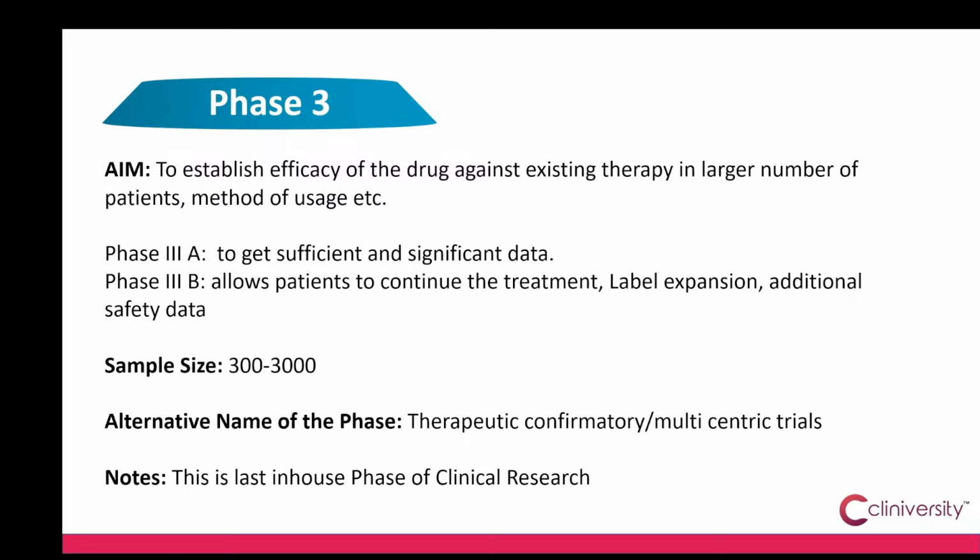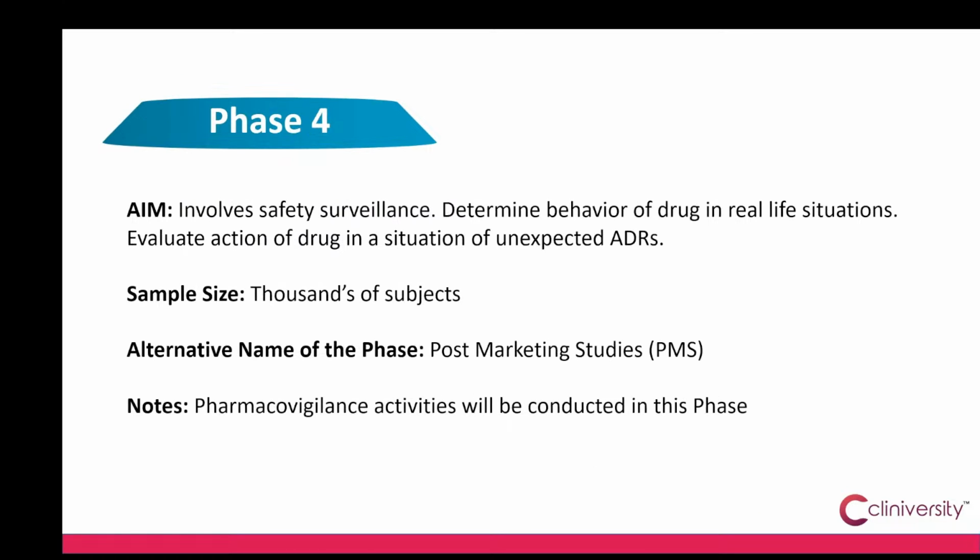So this is the last in-house phase of clinical research. After phase 3 is completed, we have phase 4, which we call post-marketing surveillance or also comparison trials. Phase 4 clinical trials mainly involve safety surveillance, and this will be conducted in more than 50,000 patients. They are going to determine the behavior of the drug in real-life situations. And in phase 4, we are going to evaluate the action of the drug in a situation of unexpected ADRs.